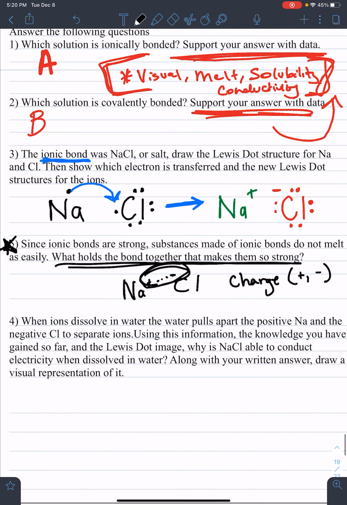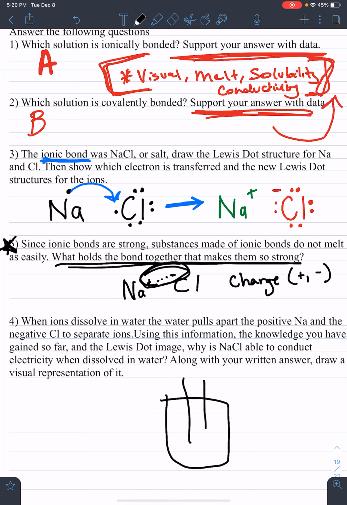All right, the last question is really tricky, and this is actually going to be a bonus question. There's a link you can click on to go watch a video about this, but I'm going to draw what's happening. So it's saying that we need to use our Lewis dot models to talk about why it was able to conduct electricity when dissolved in water. So we had our beaker with water, and it had prongs in it, and then it had a light bulb up at the top that was lit up. And in this water, it had dissolved the Na and the Cl.